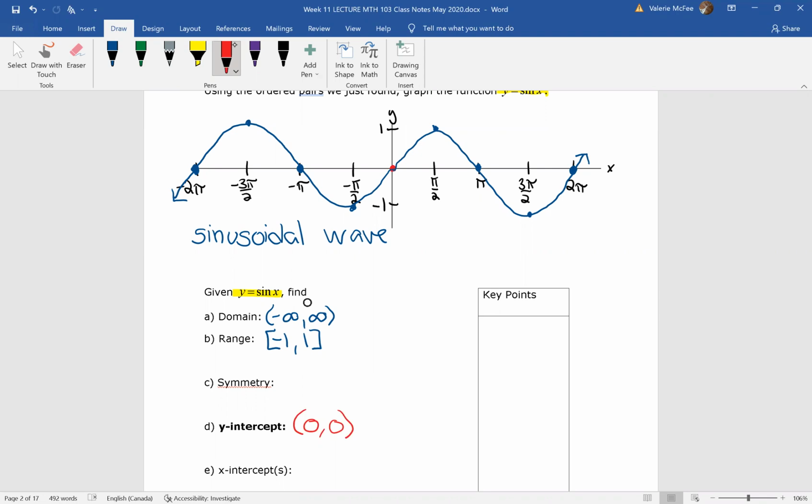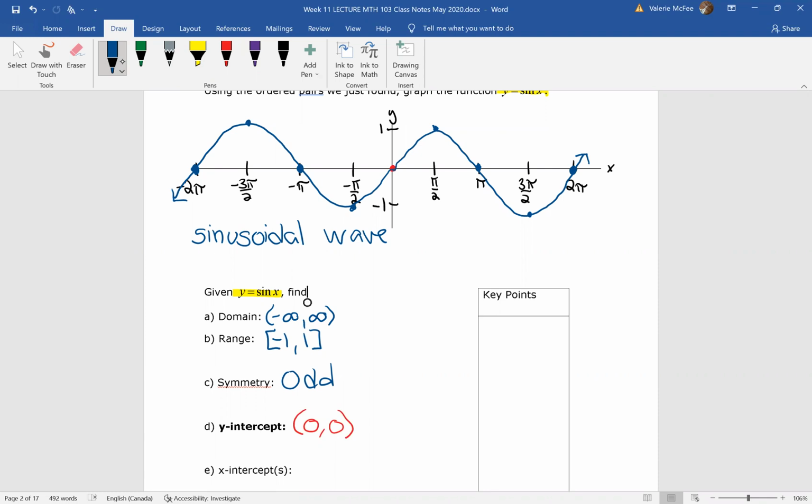What about symmetry? What kind of symmetry does this have? Well, we already talked about symmetry when we looked at the properties using our expressions. We said that sine is an odd function. I hope you can see that if you hold your pencil on the origin and rotate this graph 180 degrees, it's going to look exactly the same.